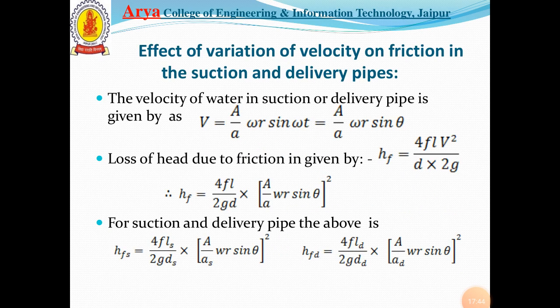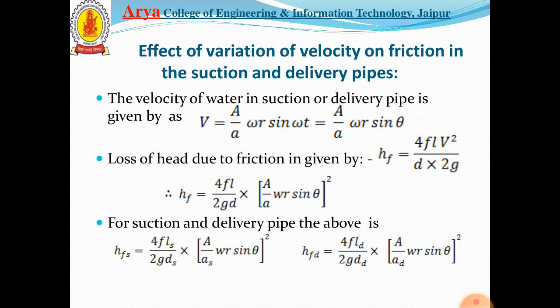Now, the effect of variation of the velocity on the friction in the suction and delivery pipe. The velocity of water in the suction or delivery pipe is given by the equation v equal to A upon a omega r sin omega t, or A upon a omega into r into sin theta. The loss of head due to friction is given by h_f equal to 4 f L v square upon 2 g d. So h_f equals 4 f L upon 2 g d into A upon a omega r into sin theta whole square, that is in terms of v as discussed in the above equation.